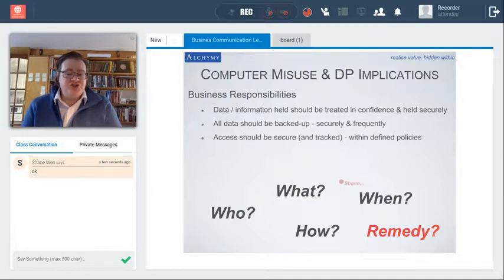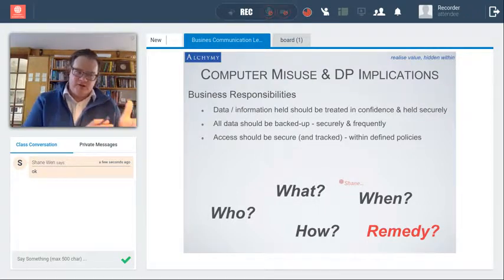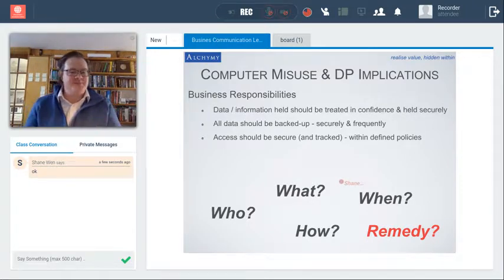Like I said, data protection should be held and treated in confidence. It should be held securely. All data should be backed up securely and frequently. And access should be secure and tracked within defined policies. So now you're into this, going back to data protection, tracking people's interaction with data. We should only be tracking stuff that's necessary, not tracking everything. So, it's back into, do you track keystrokes or what?